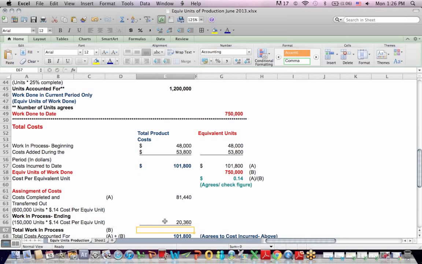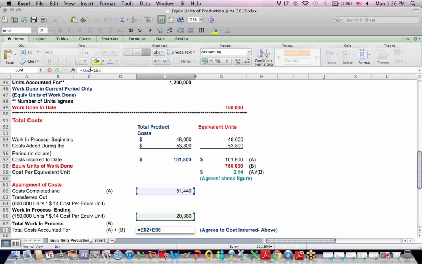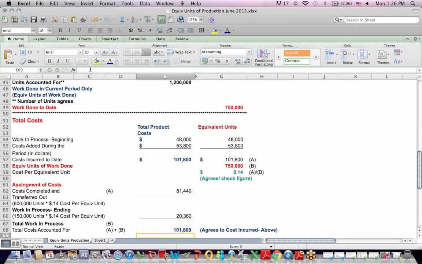There's my cost, 20,360. And I notice that the sum of those two numbers is the 101,800, or the total cost that I was trying to assign. So I know that my cost equivalent per unit number is correct. That's why I say agrees to the check figure there. Because when I use the 14 cents to assign the costs, I end up assigning all the costs.